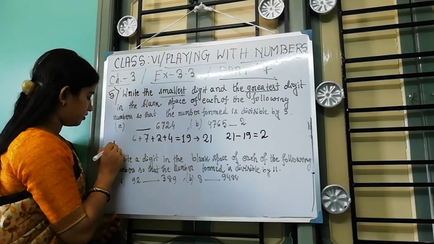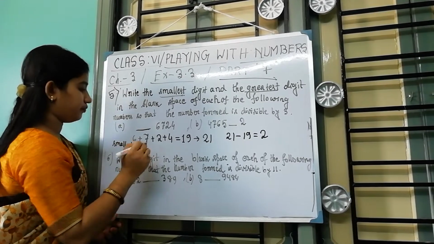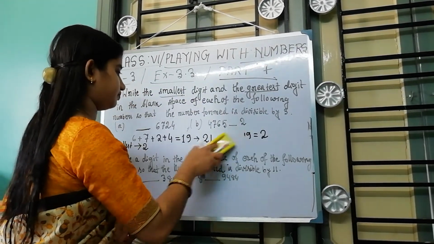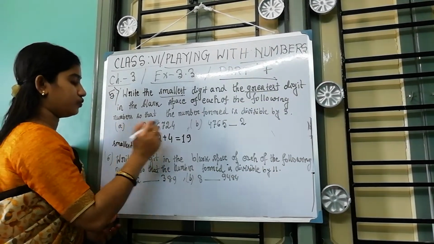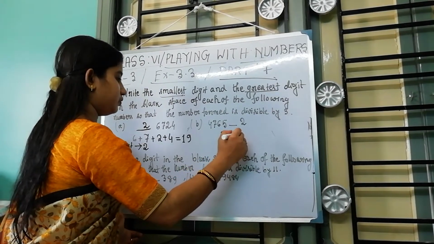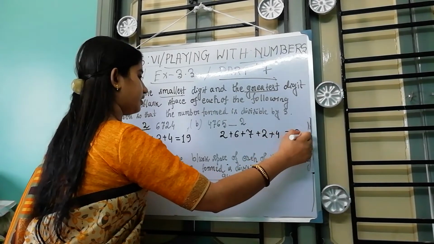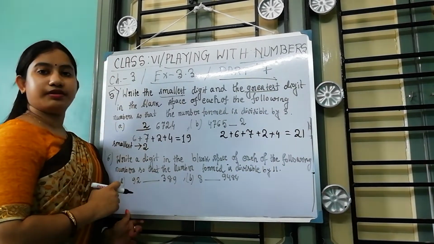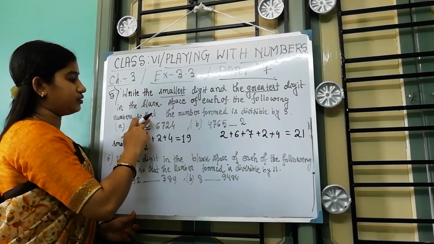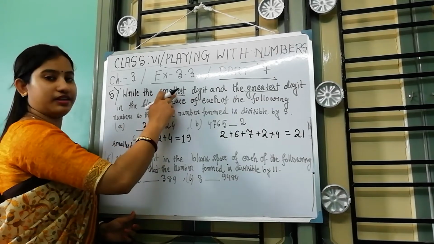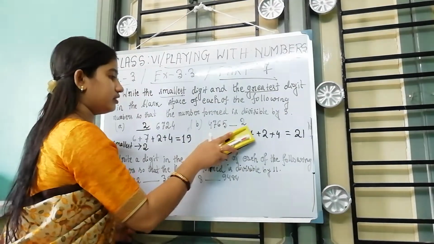So the smallest digit is 2. Now check: if we put 2 in this place, find the sum of digits, 2 plus 6 plus 7 plus 2 plus 4. This is 21, and 21 is divisible by 3. So this number is divisible by 3, and this is the smallest number because 2 is the smallest digit. Now next we put the greatest digit.